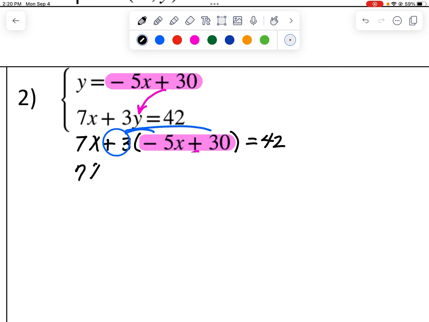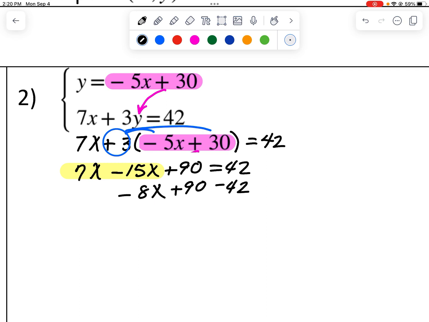So 7x, 3 times negative 5 is negative 15x. 3 times 30 is 90, equals 42. We are going to combine like terms. The like terms that we have, 7x and negative 15x, can be combined. So 7x minus 15x is negative 8x, plus 90 is equal to 42.